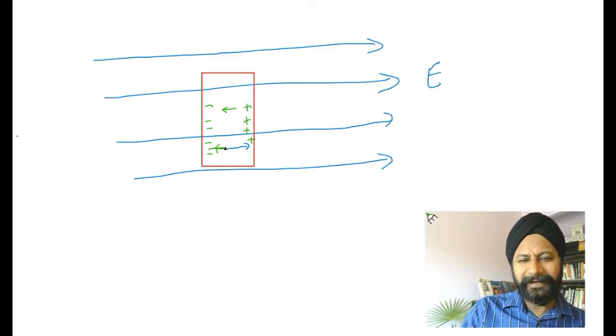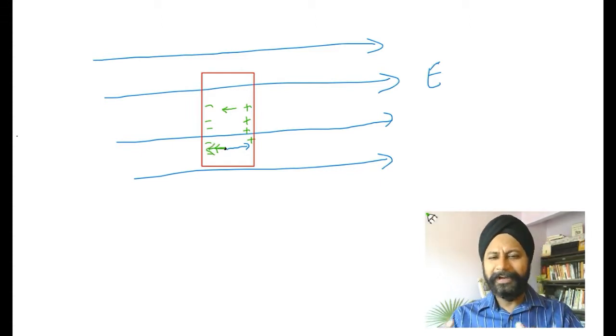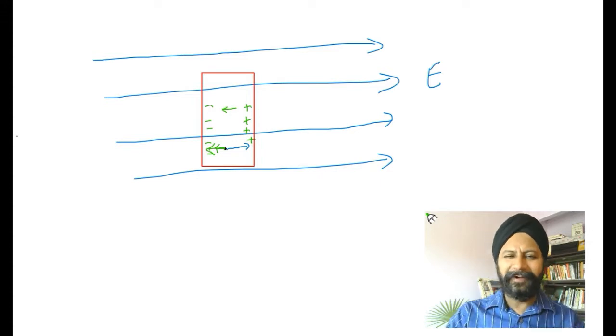Blue is still the same, green keeps getting bigger and bigger, to a point when green and blue are exactly equal and opposite, and there is no more motion of the electrons. Now what is the net result? You take any random point here, it has two electric fields, one going right, one going left, equal and opposite.